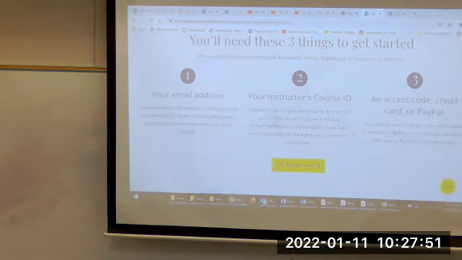So three things to get started: email address, course ID number, and access code, and some way to pay. You can buy an access code in the bookstore, which is a lot more expensive than buying it directly through them. Some people have bought access codes on eBay or Amazon, and that's perfectly fine, and it can be cheaper. You just need to make sure it's for the correct edition.